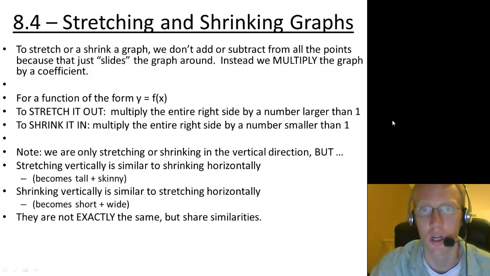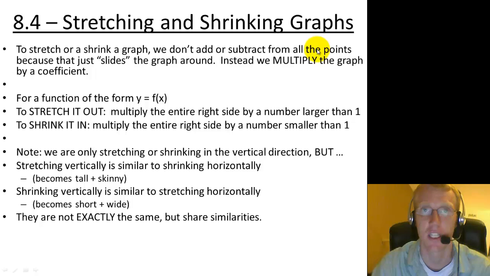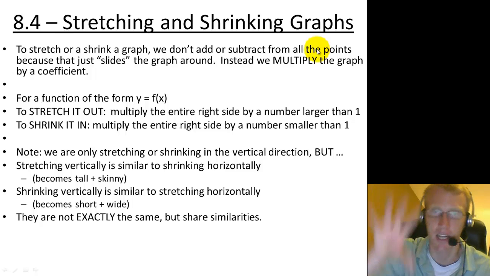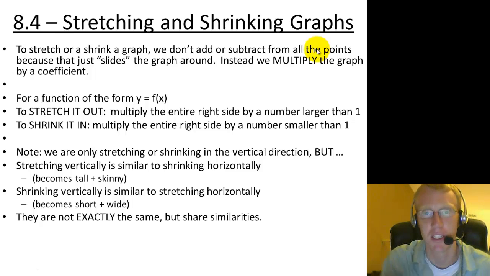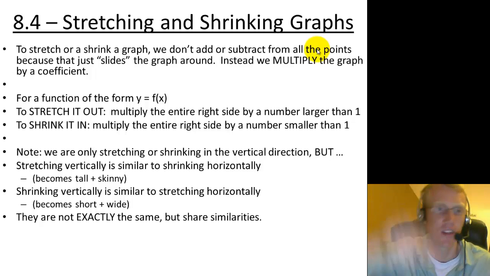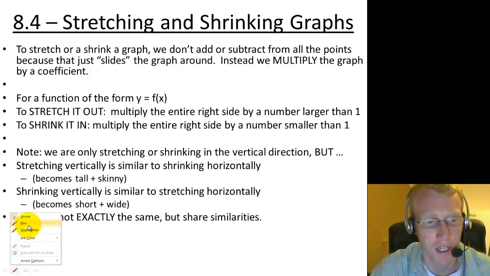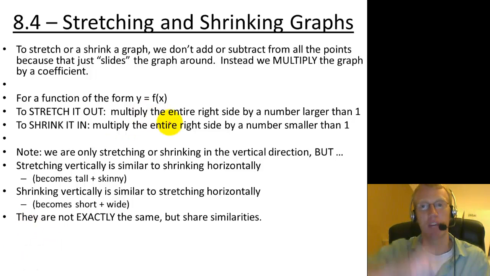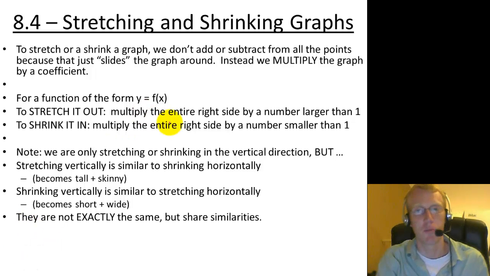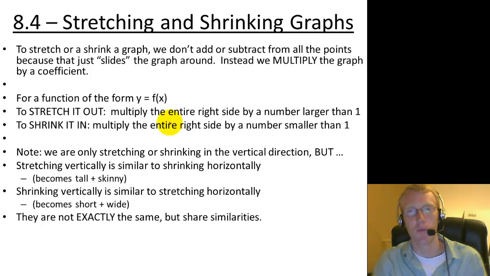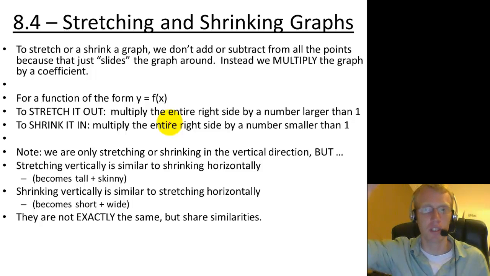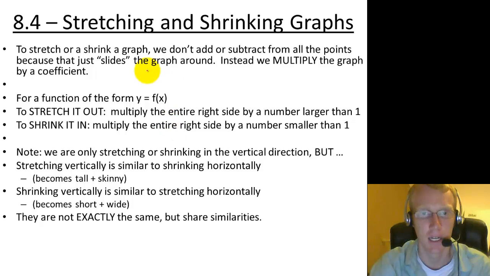Okay, so we're not going to be adding or subtracting like we did to translate the graphs or slide the entire thing up and down and side to side, but instead we're going to multiply, which is going to make everything bigger by a certain factor. So if we multiply by a number larger than 1, everything is going to get farther away or stretched out. If we multiply by a number between 0 and 1, like a fraction, like 1/2 or 1/3, then the height of all the points is going to get decreased, which will effectively shrink the graph and make it smaller.